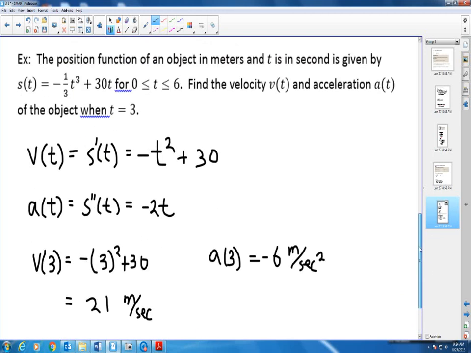Alright, so that's how higher order derivatives are used. If I take a derivative twice, I get something called the acceleration function. Alright, that will conclude this video.